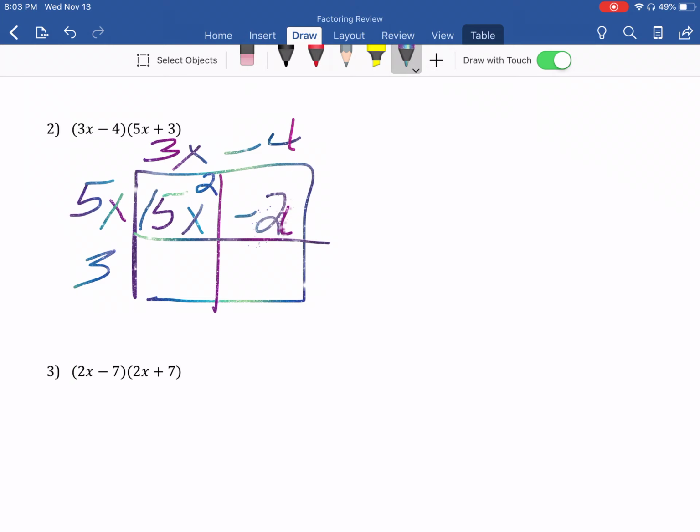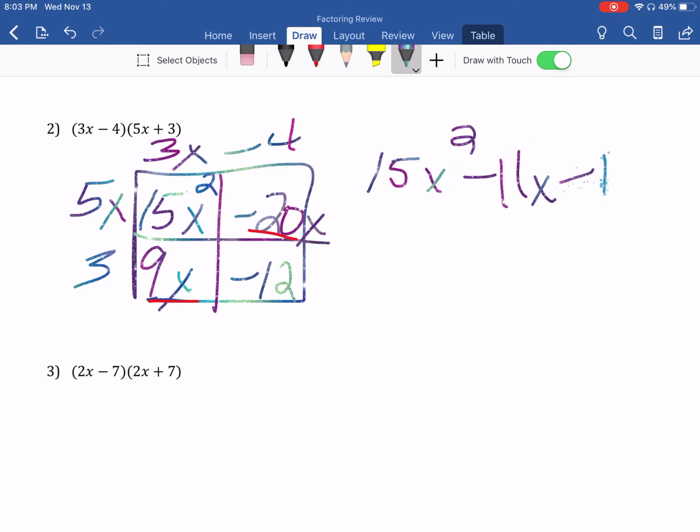Okay, and so we end up with 15x squared minus 20x. We have 9x here, and we have negative 12. And when you do this all out, it's going to be 15x squared. We always like to combine our like terms, our 9x and our negative 20x. Okay, so we end up with minus 11x minus 12. And most of you are really great with the multiplication.